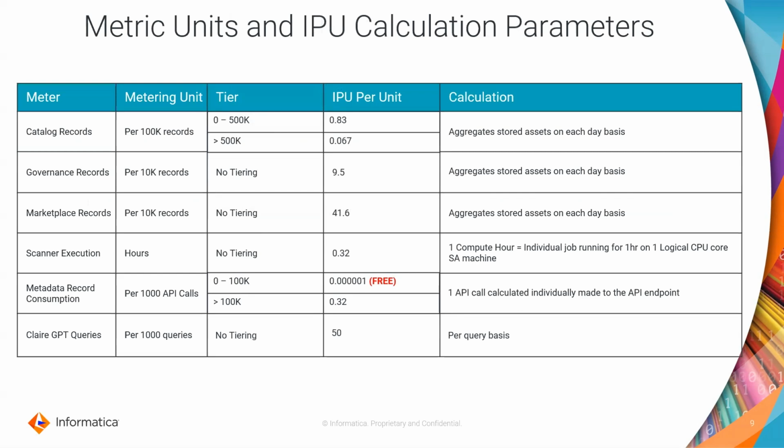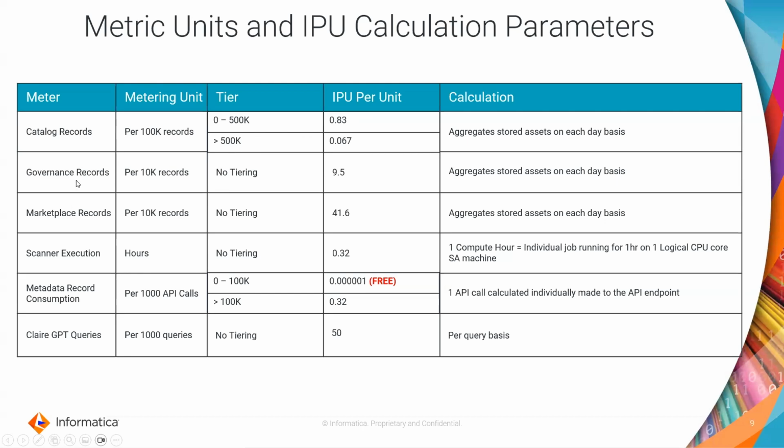So now we have understood the various meters involved in CDGC, CDMP, Clear GPT, and data access management. Let's look into the metering units, IPU charge per unit, and how the calculation works. For the catalog records, they are metered per 100K records. There are two tiers involved, 0 to 500K and above 500K, and the IPU per unit cost is 0.83 for the first tier and 0.067 for the second tier.